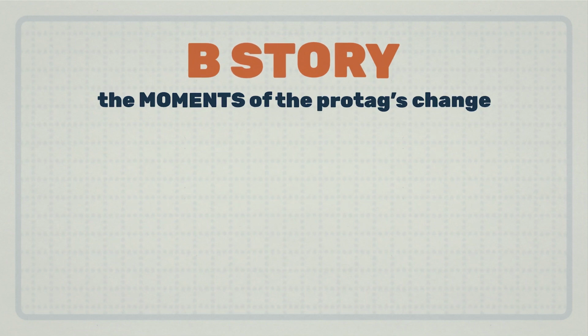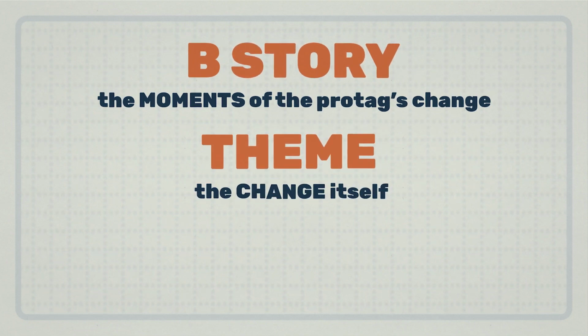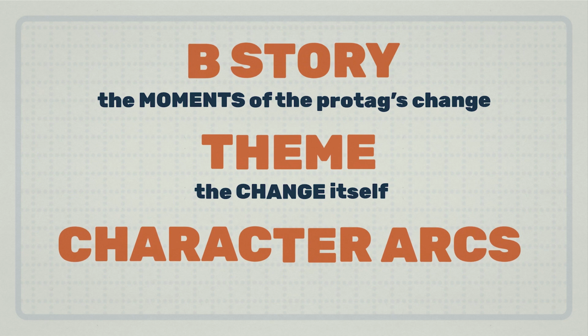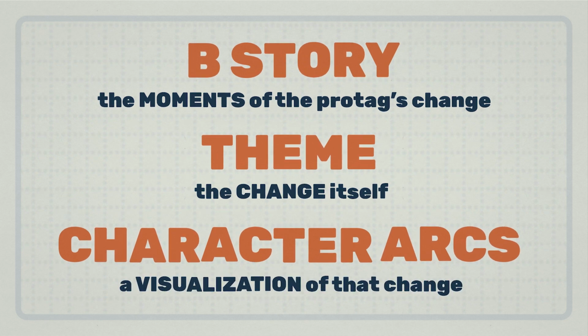In the last lesson, we ended by saying theme is about change. Well, you can imagine character arcs as a visualization of that change. If the theme is all about self-acceptance, then the character arc shows the change from self-loathing to self-acceptance in a visual way. Change is at the core of the B-story, the theme, and character arcs. The B-story describes the moments that lead to the protag's change. The theme describes the change itself, and character arcs help us visualize that change throughout the story.